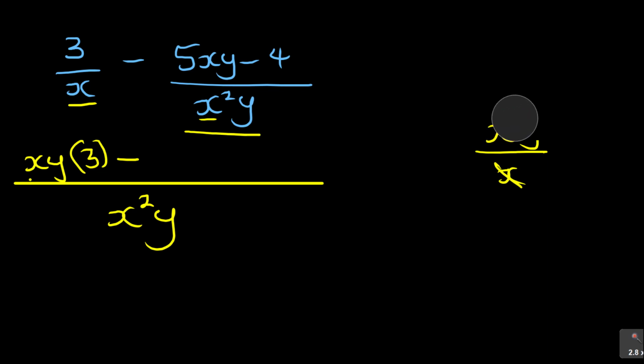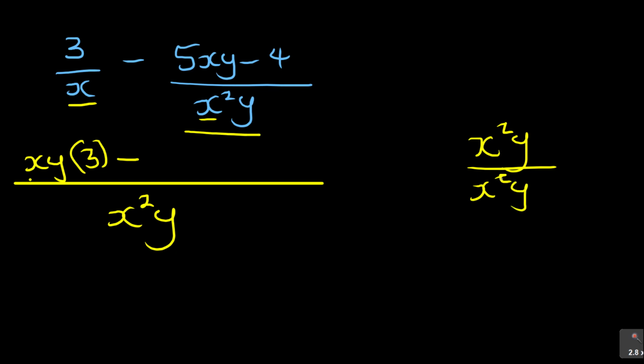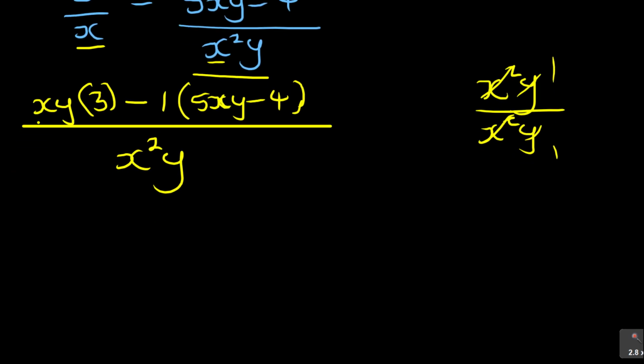Our common denominator, x squared y, over that one, which is x squared y, so it's repeating itself. The x squared goes, the y goes, so it's 1, so it's minus 1. Because of this, you put a bracket and then you say 5xy minus 4. That's where they wanted to catch you. This negative is going to be distributed into the 5xy and the minus 4. That's the main part they wanted to catch you.